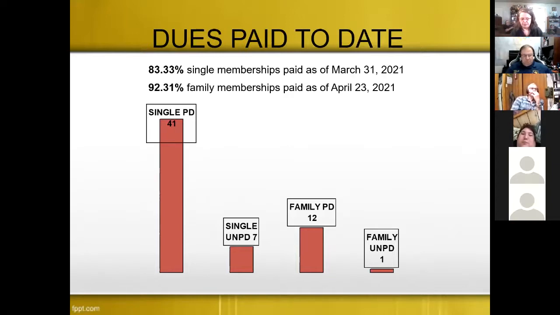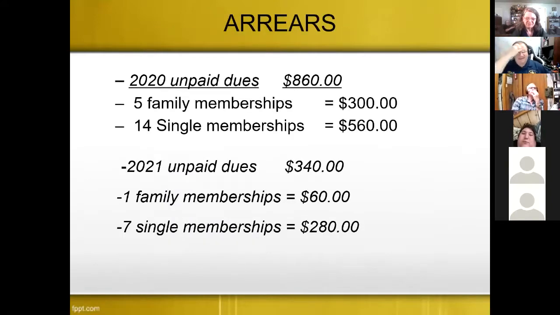Okay, the next slide, please, Al, not Jeff, Al. So in 2020, the unpaid dues was $860. That was 5 family memberships and 14 single memberships. 2021, unpaid dues is only $340. I am so impressed. And if you want to switch to the next one.